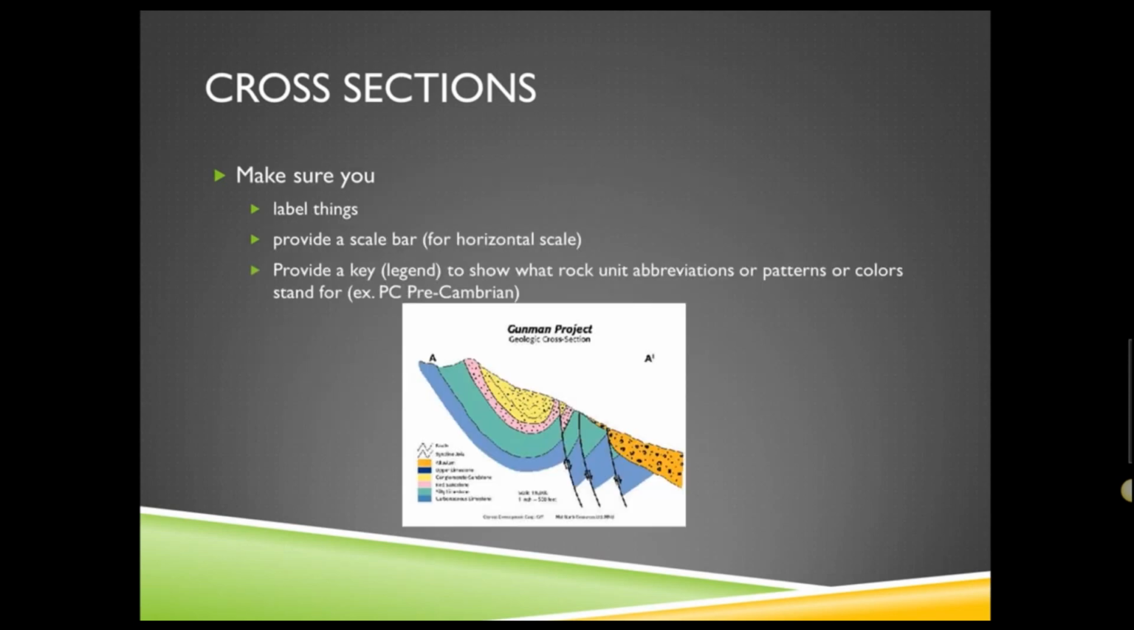And once you're all done, make sure you label things. Provide a scale bar for the horizontal scale. If you've got a profile, then of course you're going to have your vertical exaggeration, and provide a key or legend to show your rock types, whether it's patterns or colors or abbreviations. You want all that information available. Don't assume that whoever looks at the map knows exactly what you were thinking when you made it. And then also label the ends of your transect lines.